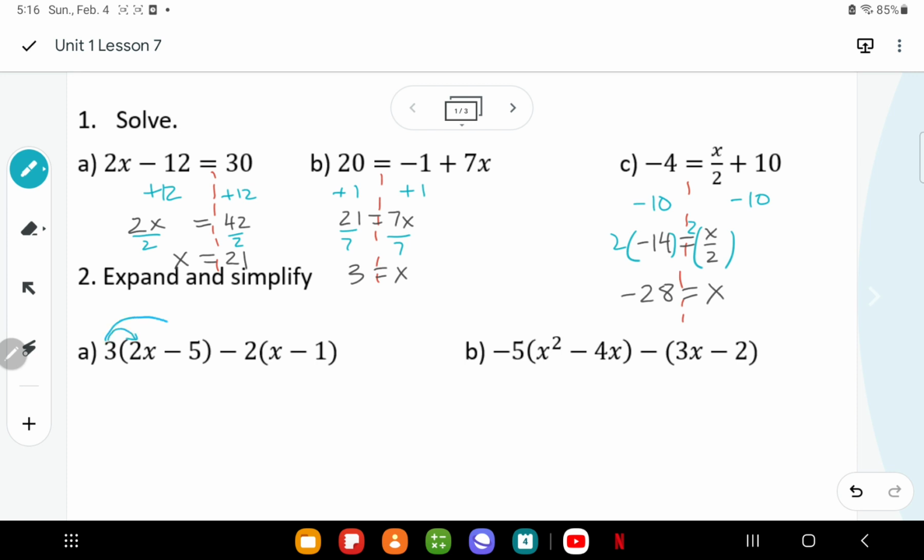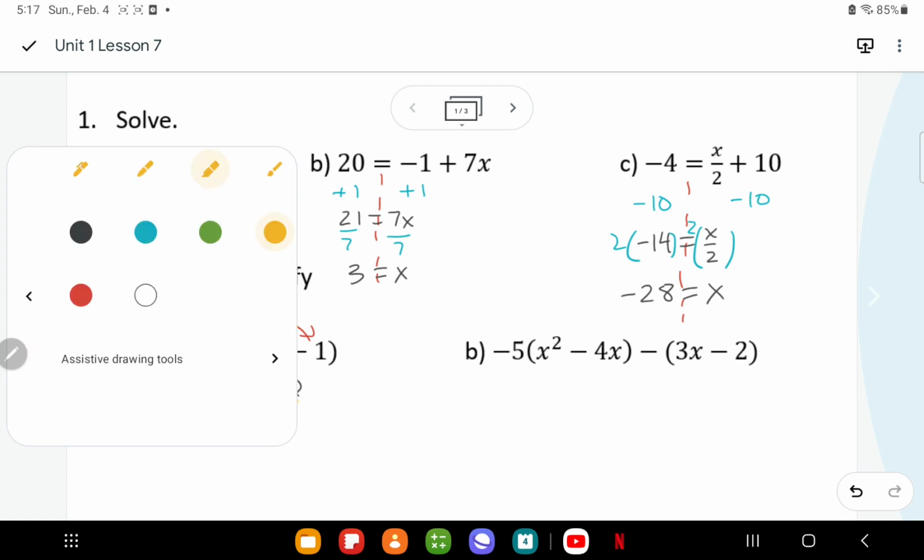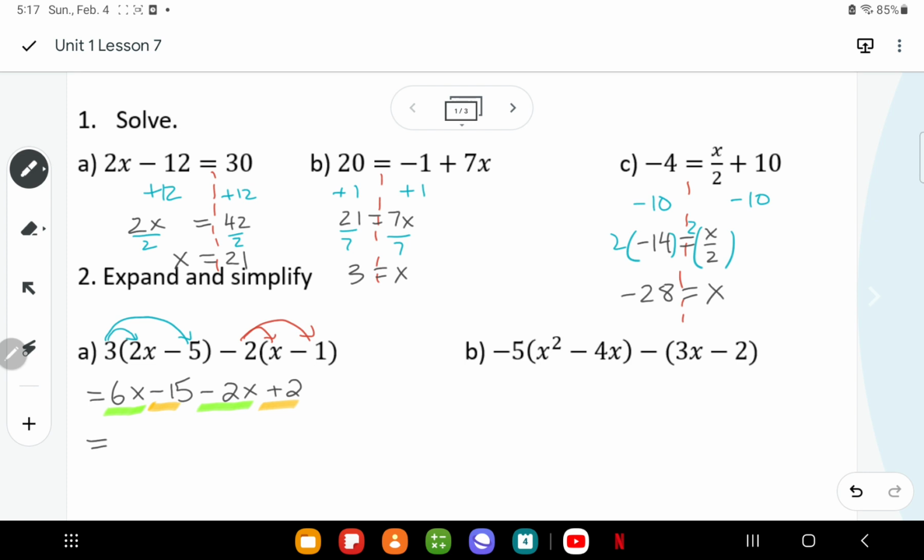The other review we have is this distributive property, which was lesson 6. And here we've got the 3 is multiplying into just the first bracket. So we get 6x minus 15. The -2 multiplies into the second bracket. So I get -2x plus 2. Careful with your minus and negatives there. Okay, our like terms, I see 6x and a minus 2x. And then I see -15 and plus 2. So putting those like terms together, I get 4x, and -15 plus 2 is -13.